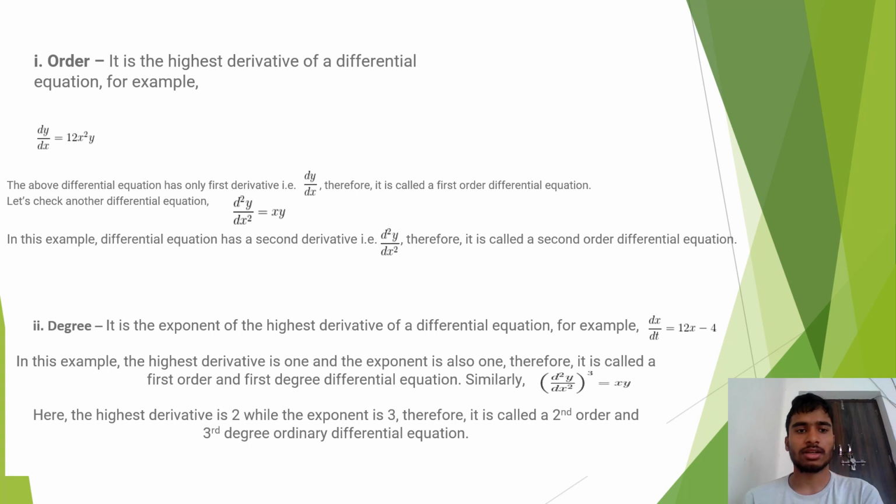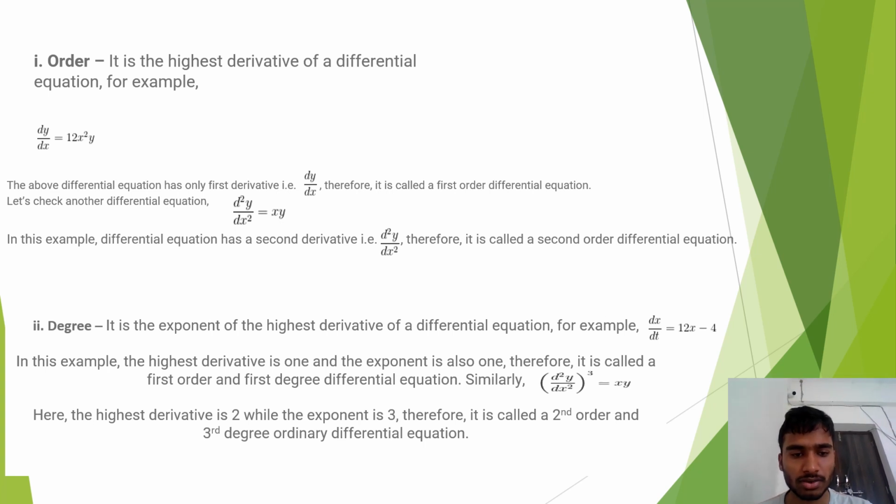Degree. Now we have looked at order, and now we are going to look at what degree means. It is the exponent of the highest derivative of a differential equation. For example, dx/dt = 12x - 4. In this example, the highest derivative is 1 and the exponent is also 1. Therefore, it is called a first order and first degree differential equation.